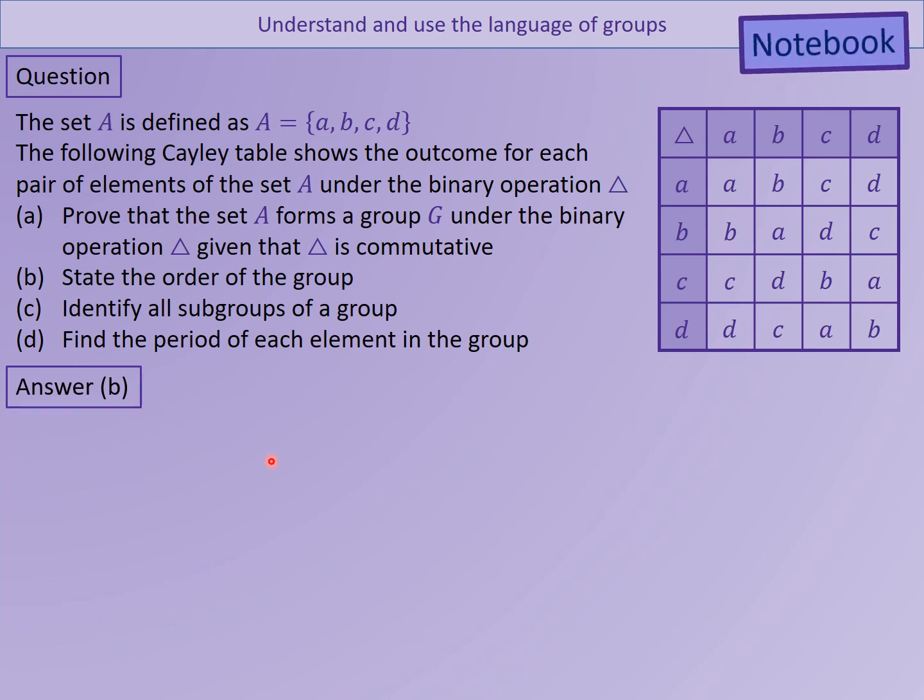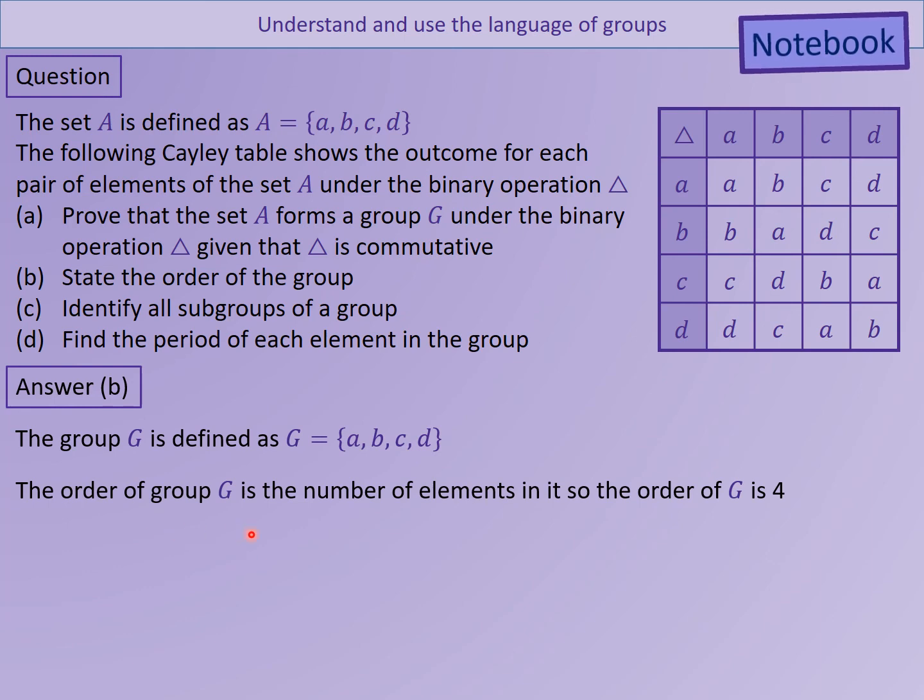So answer to part B. Part B is just asking us to state the order of the group. The only bit of advice I'd say here is just make sure that you are looking at the order of the group and not an order of an element. They are slightly different. You can see that at the bottom when it's asking for the period of each element. So they could sometimes ask you the order of each element, but they're asking for the order of the group. Now in this case, the group G is A, B, C, D. There are 4 elements in that group, so the order of the group is just the number of elements. So the answer to part B is just 4.